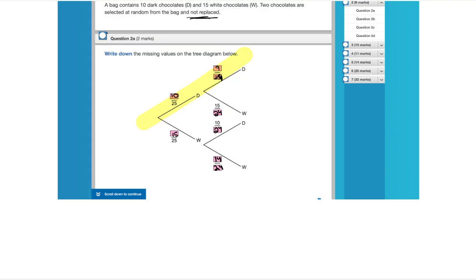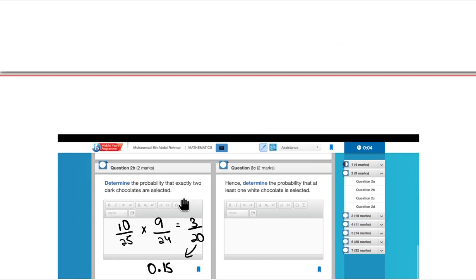Now, logically speaking, there can be two ways of doing this. Let's try the easy way out. Look, if the probability of getting exactly two dark chocolates, meaning both dark chocolates, is 3 by 20, so getting at least one white chocolate should be 1 minus 3 by 20. Am I right? Logically speaking, getting at least one white chocolate should be 1 minus 3 by 20.